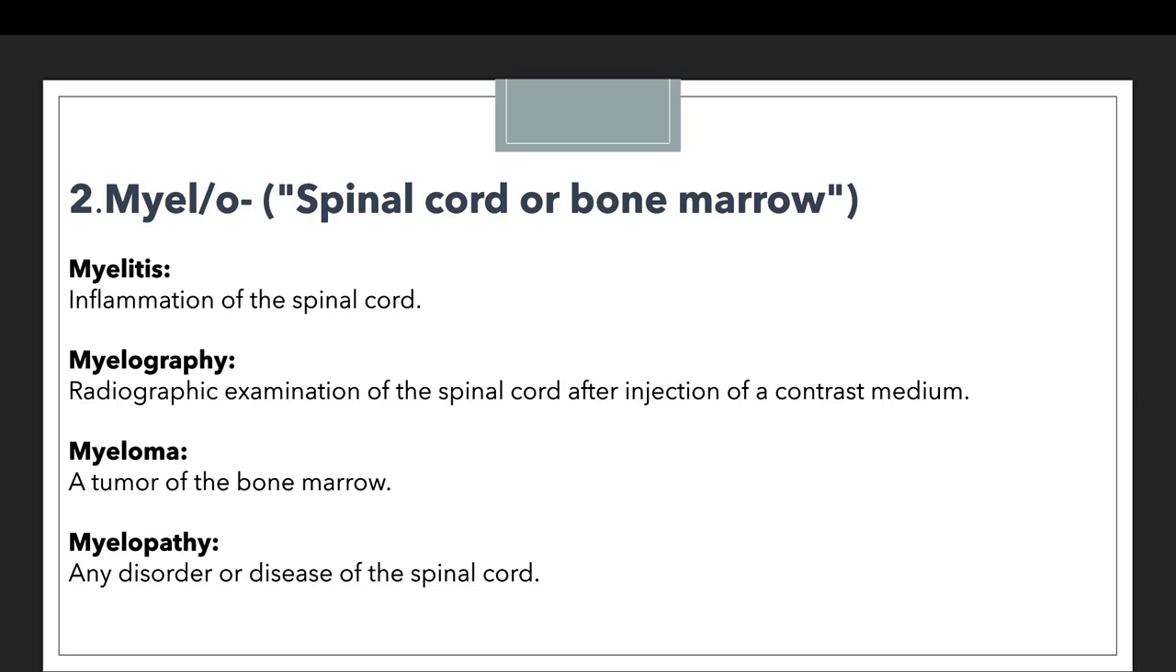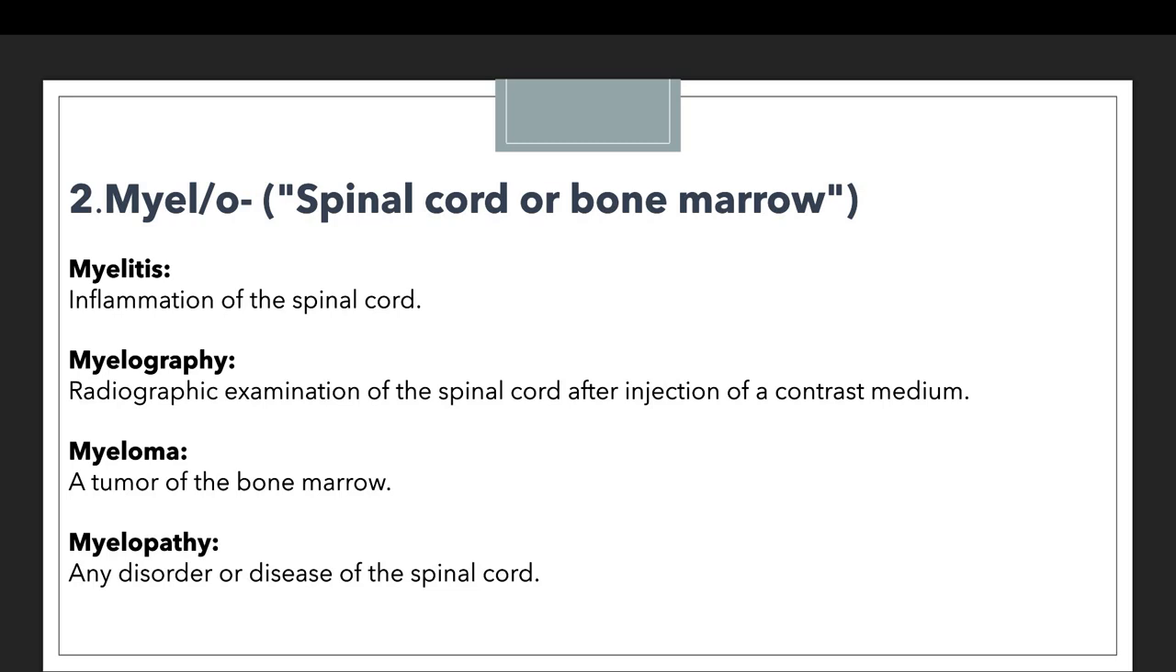Similarly, if you look at the second example, which is myelography. Myelography means radiographic examination of the spinal cord after injection of contrast medium. So if you are examining the spinal cord after injecting some type of contrast medium, then this thing we will denote with the help of terminology myelography, which again starts with the prefix myelo, and it is related to spinal cord.